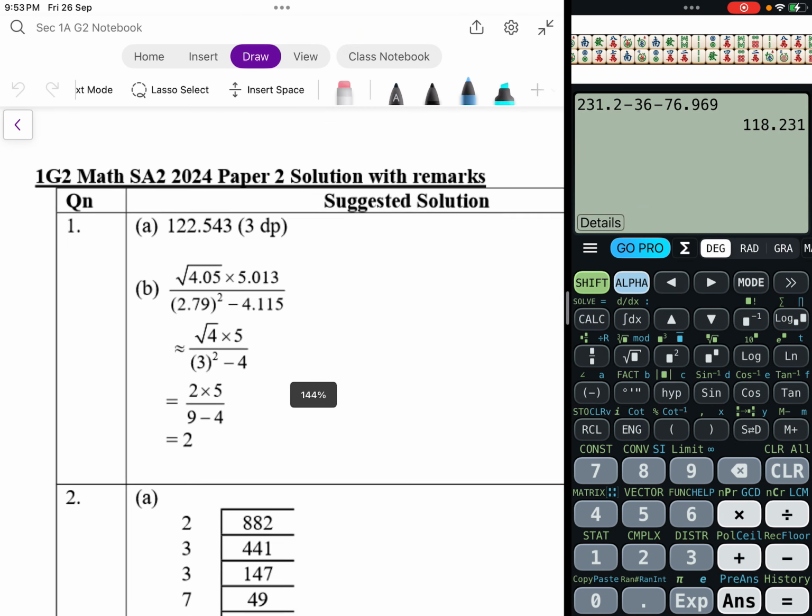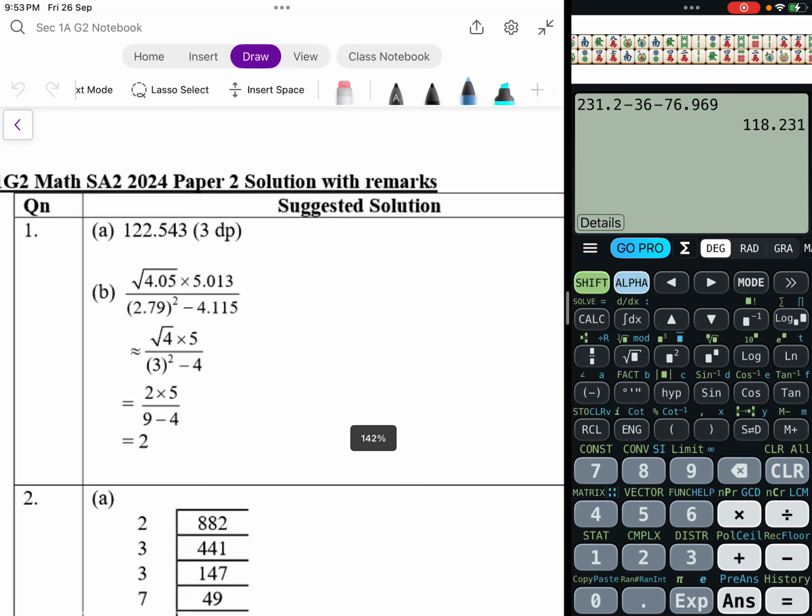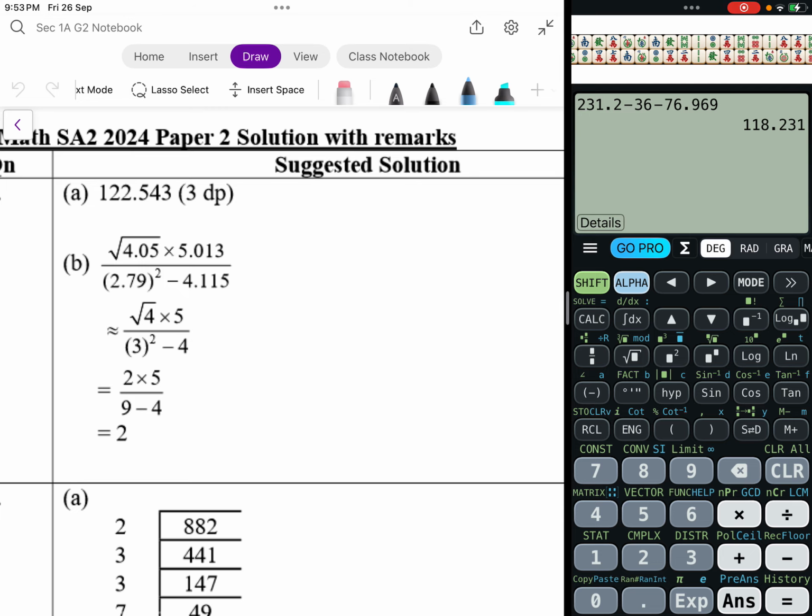Okay, so this is CHIJ paper 2. The first one is very simple, just use your calculator. 79.5 divided by 17.3 multiplied by 0. Okay, you get 122.5435. Round up to 3 decimal points.